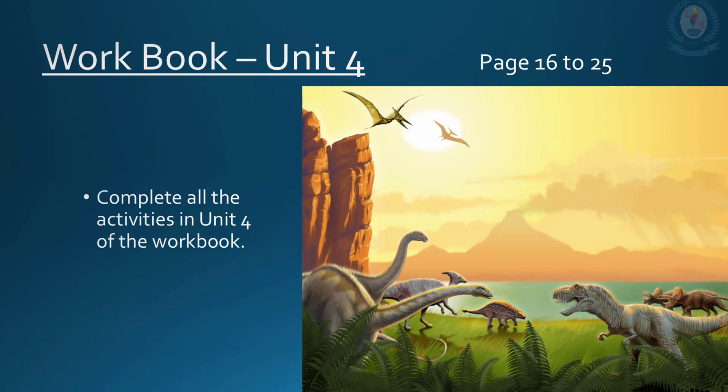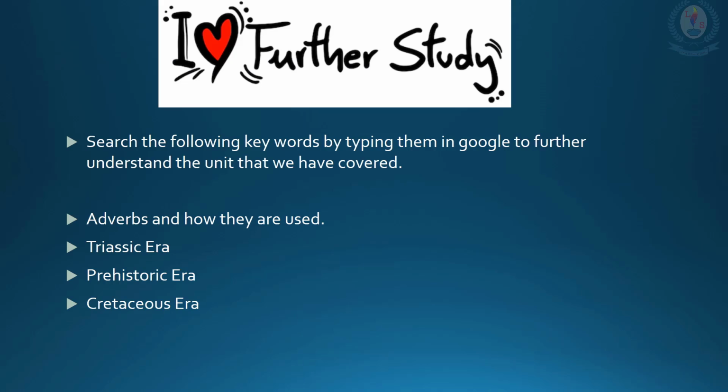Okay, so now that we have completed unit 4 of the pupils book, now it's time to open your workbook and do all the activities. There are 8 activities, so please complete all 8 activities that are given in your workbook. It relates to everything that we have already covered in the pupils book, right? So in order to further understand the unit that we have covered, okay, I encourage you to Google some keywords as mentioned in this slide.